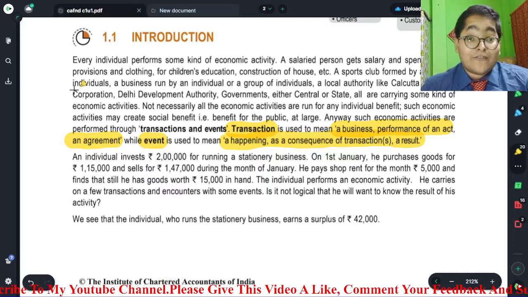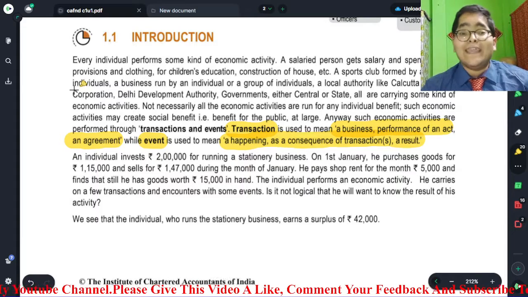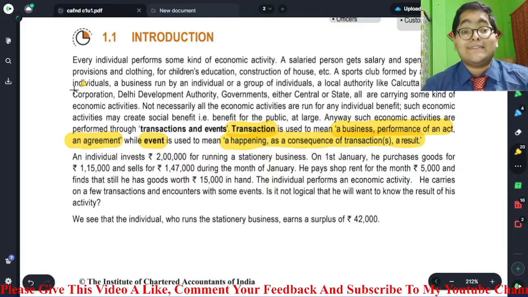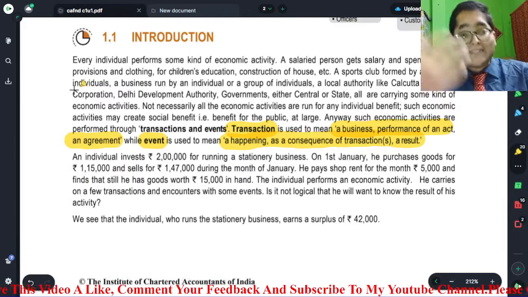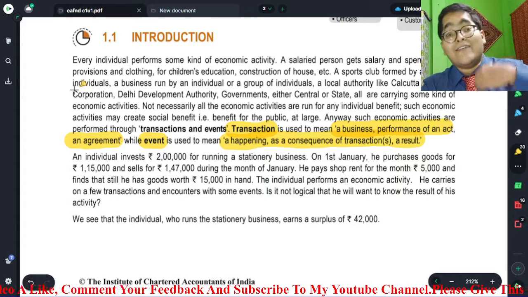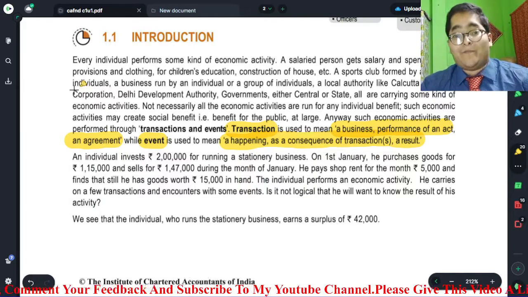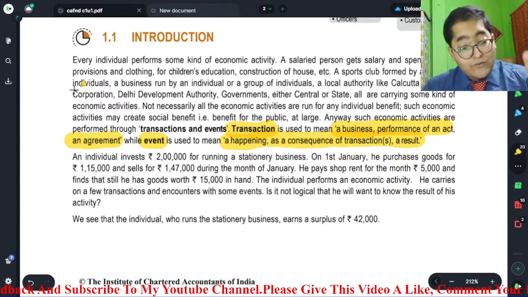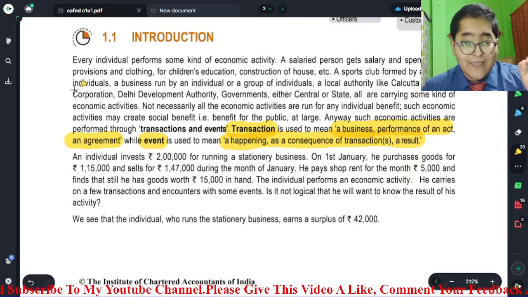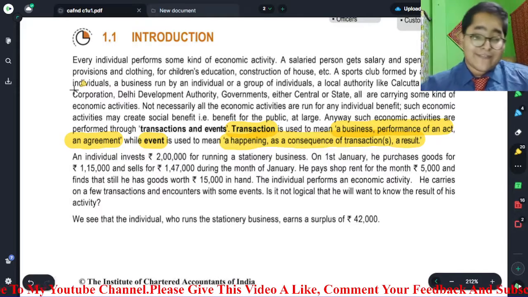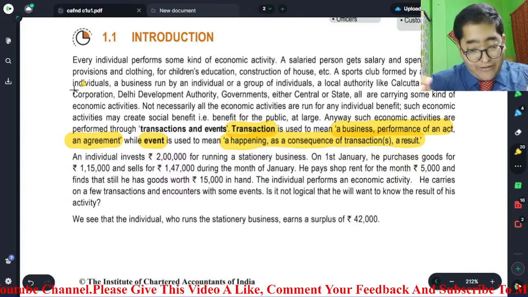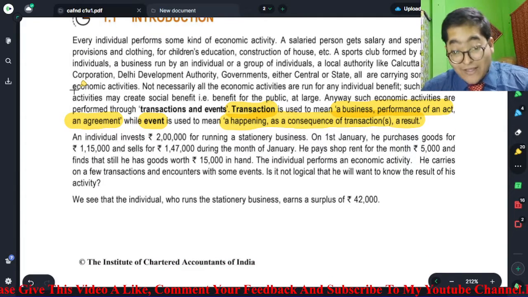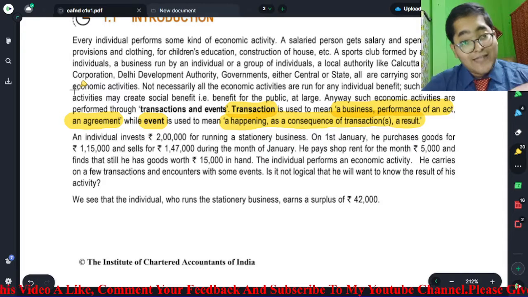So here comes transactions into play. He is purchasing the goods and selling them off. He is purchasing, he is giving away money, he is receiving the goods. Again, he is giving out the goods and receiving the money. In this process, he is earning a profit. The difference is rupees 1,15,000 he purchased and he sold the same goods for 1,47,000. Out of this, he also has 5,000 as rent and 15,000 goods in hand.